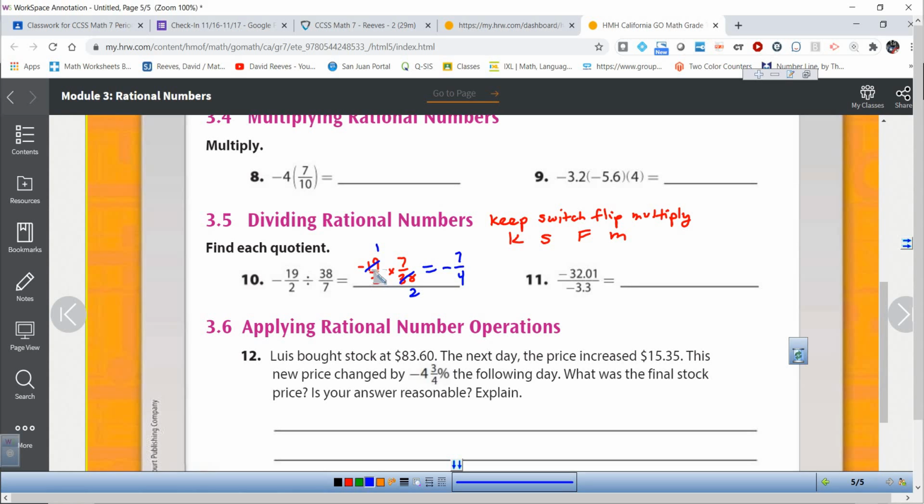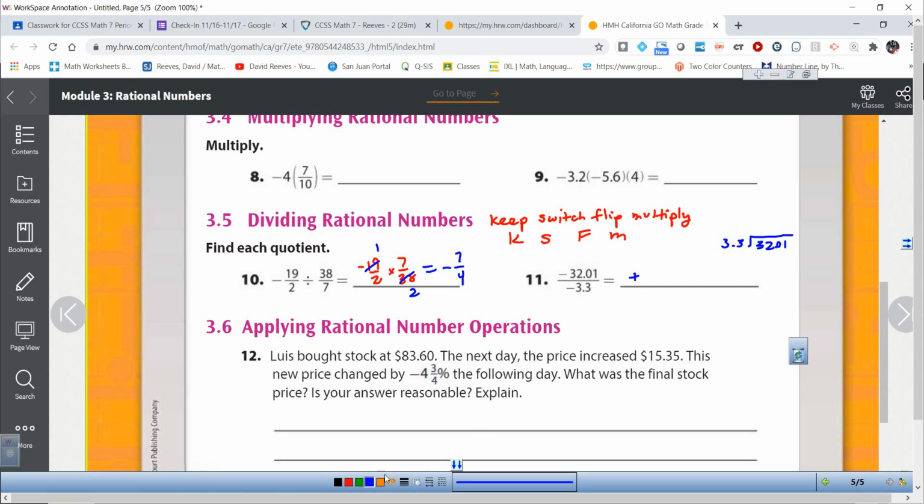All those other rules we went over for multiplying are the same for dividing. We'll get to a few more dividing problems in just a minute. Let's do the decimal problem here. A negative divided by a negative is going to be a positive. And then I'm going to have to do 3.3 divided into 32.01. Again, 32.01 is my dividend.